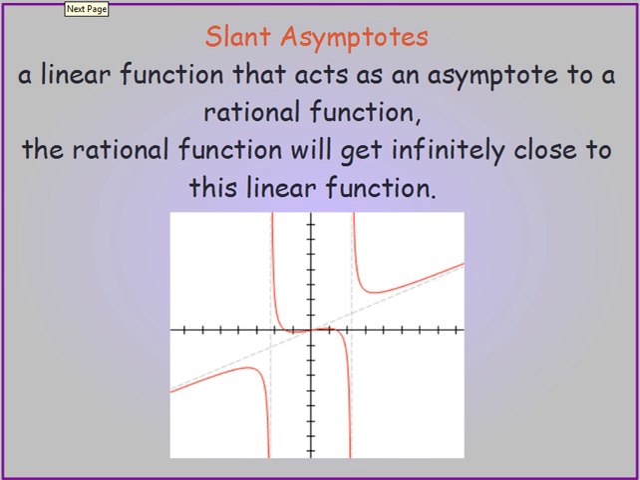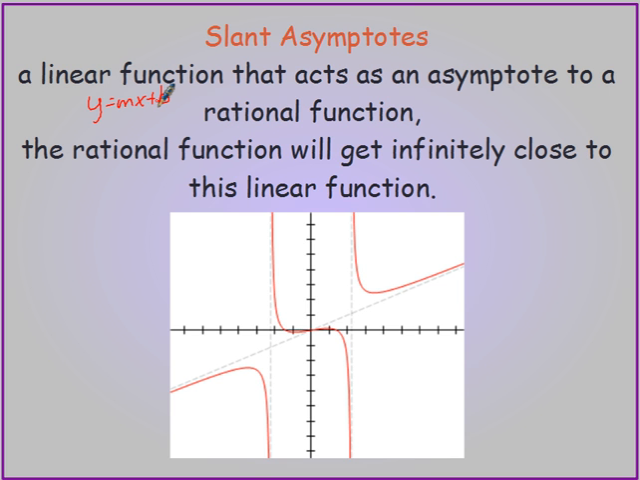What's a slant asymptote? So, think about what it would look like. It's a slanted line. So, a slant asymptote is a linear function. That means it's y equals mx plus b. It's a linear function that acts as an asymptote to a rational function. The rational function, again, will get infinitely close to this linear function.